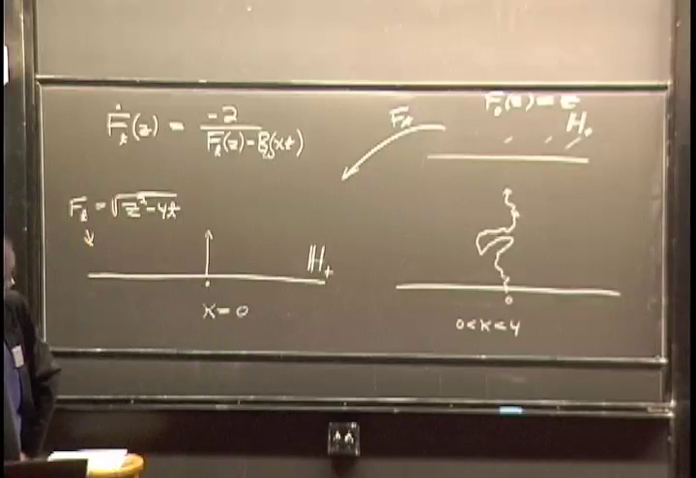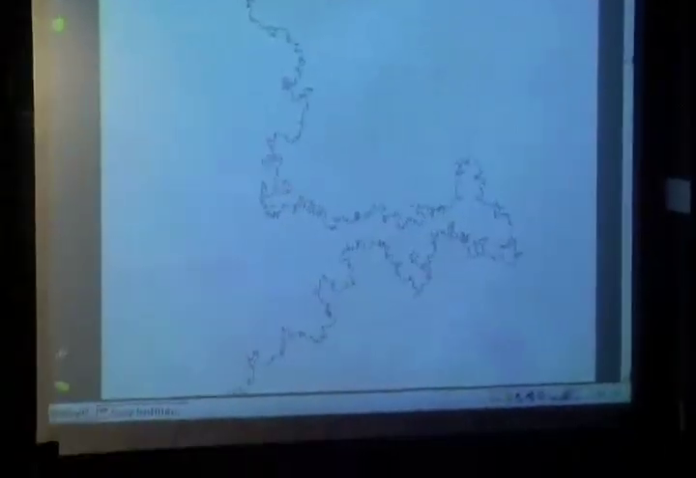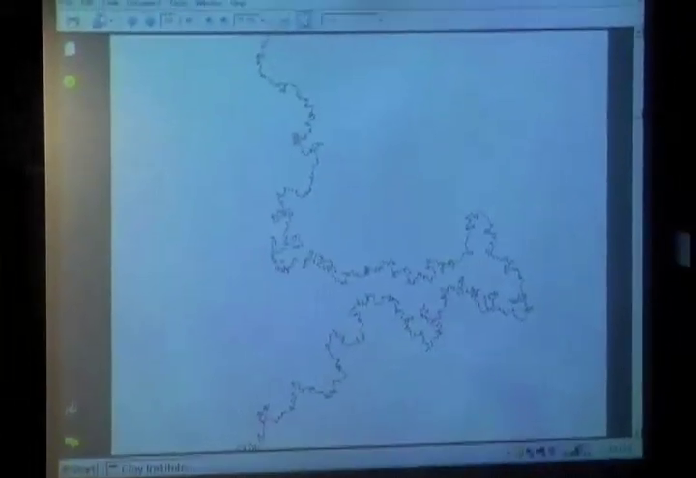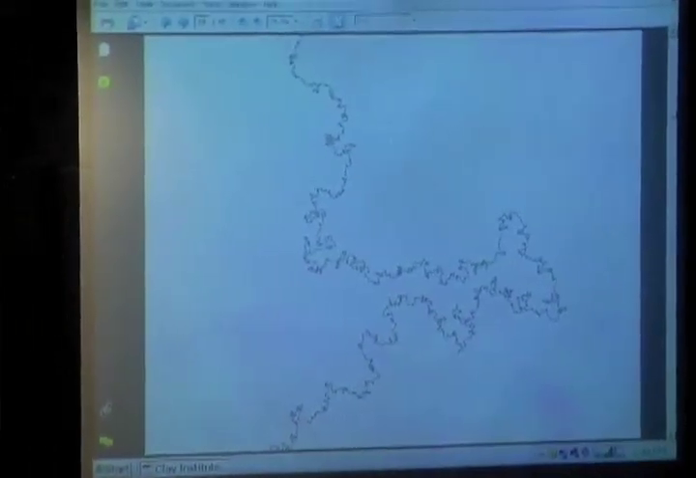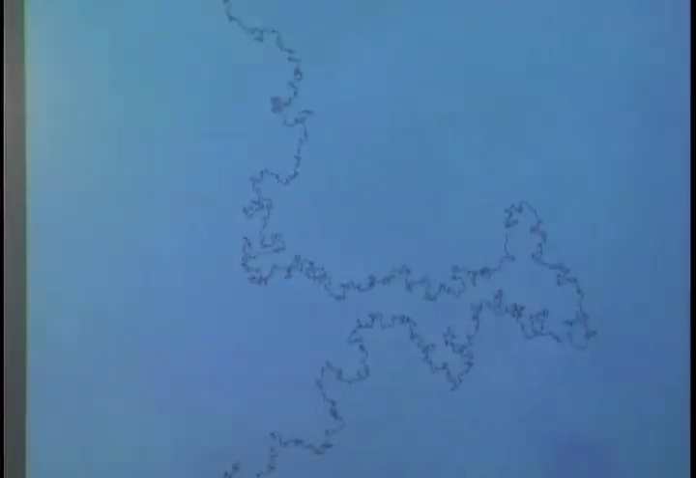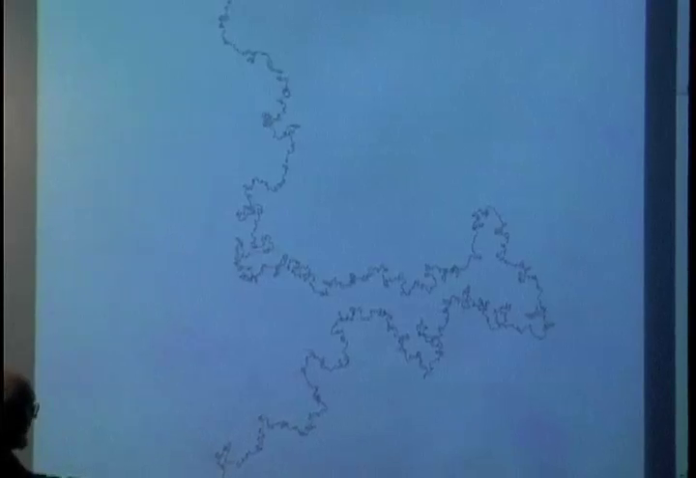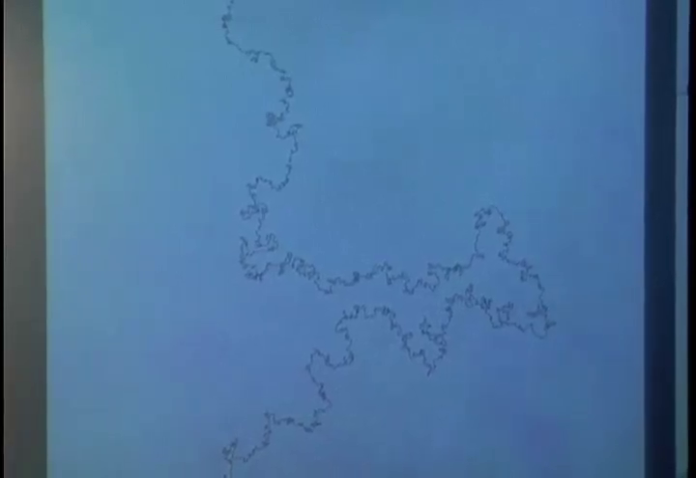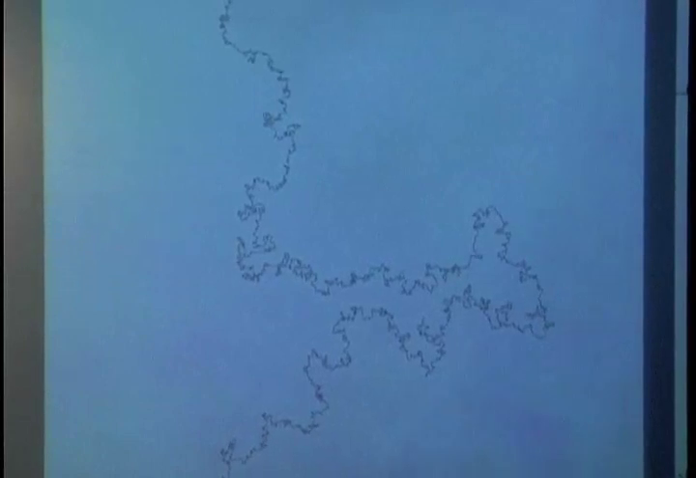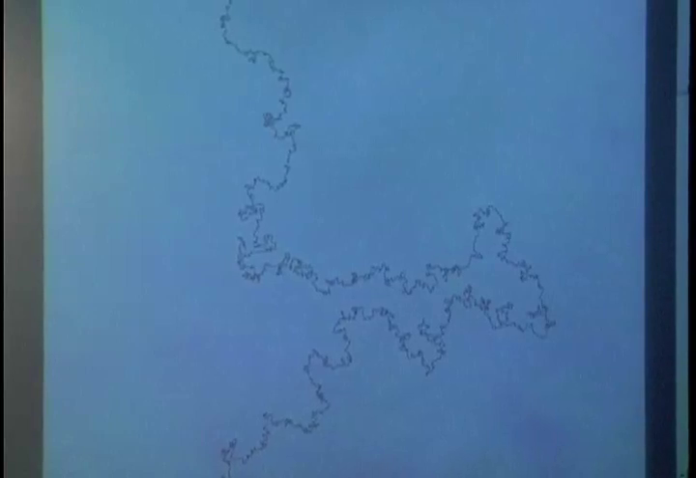So here's a picture of one. I guess this is kappa equals 4. And so now the picture that I'm showing here, you can think of it two ways. You can either think that it's somehow growing out of the line, which is just down here, and going off in that direction. Or you can think of yourself as kind of focusing in on some region and just magnifying that.